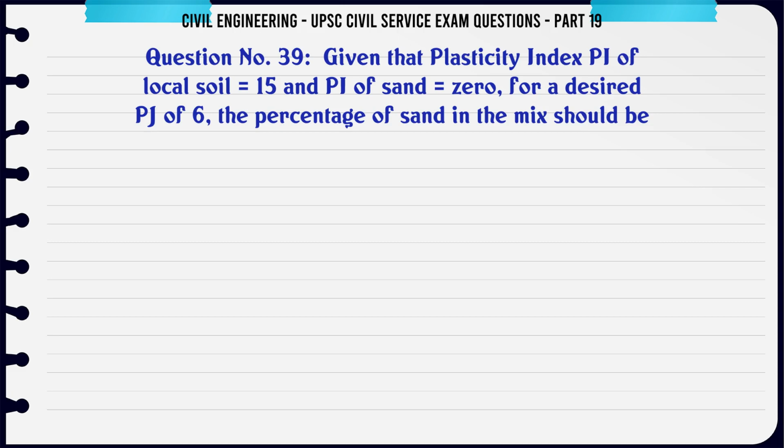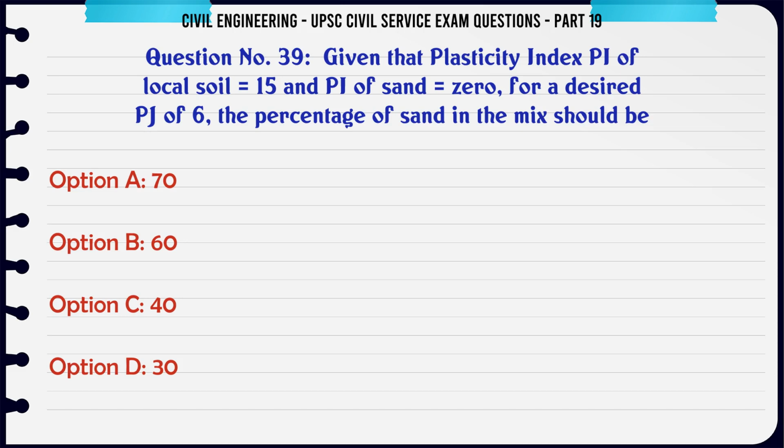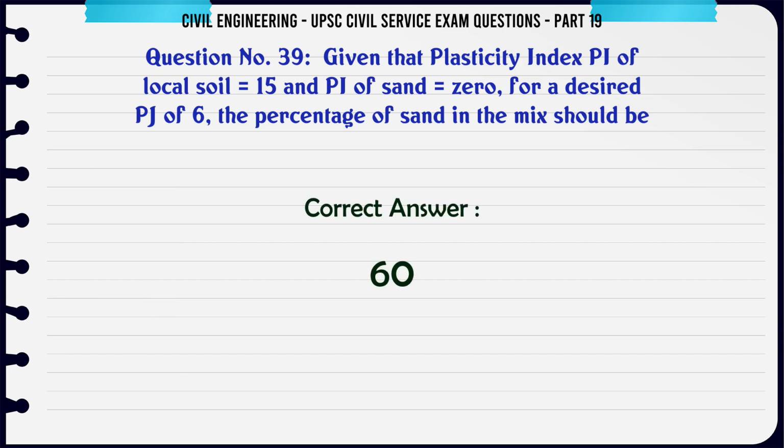Given that plasticity index PI of local soil is 15 and PI of sand is 0, for a desired PI of 6, the percentage of sand in the mix should be A. 70, B. 60, C. 40, D. 30. The correct answer is 60.